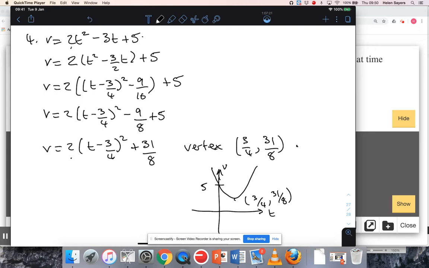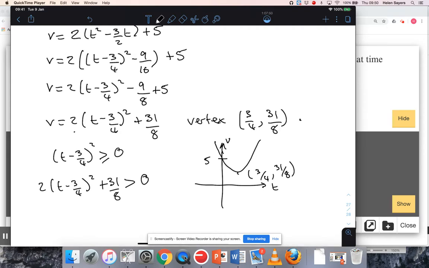I could also justify it just from looking at the algebra. I could say that t minus 3/4 squared is always greater than 0 because it's squared, so multiplying that by 2 won't change anything. Sorry, that should say greater than or equal to 0. But if I add 31/8 to that, that will always be greater than 0. So you can use either of those, you can use the discriminant. Either way, I would include a sketch because they need to know that you've realised it's a positive t squared graph, so it's a U shape.